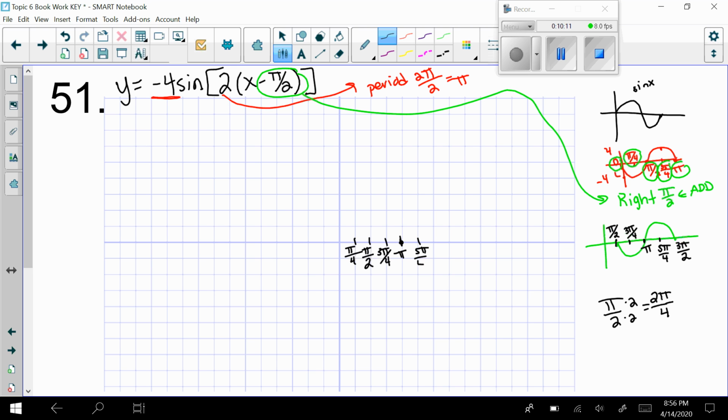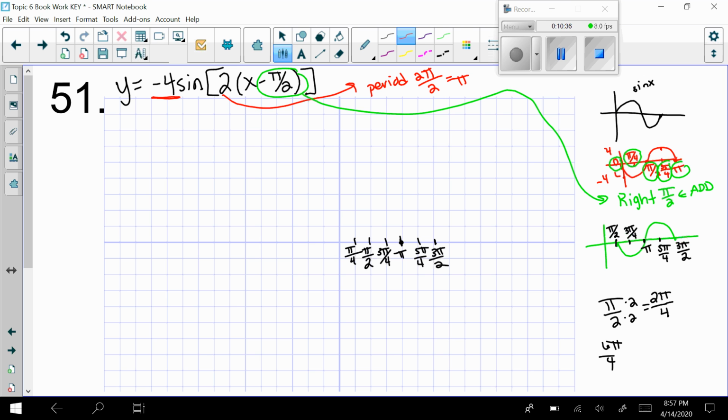5 pi over 4. 6 pi over 4. Down here is 3 pi over 2. And that's as far as we have to go. We could go through another cycle, but might as well stop there if we can.